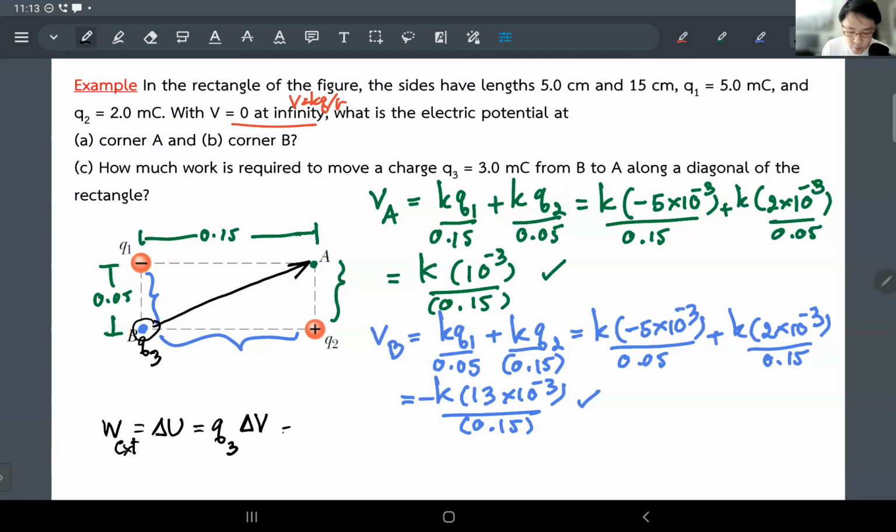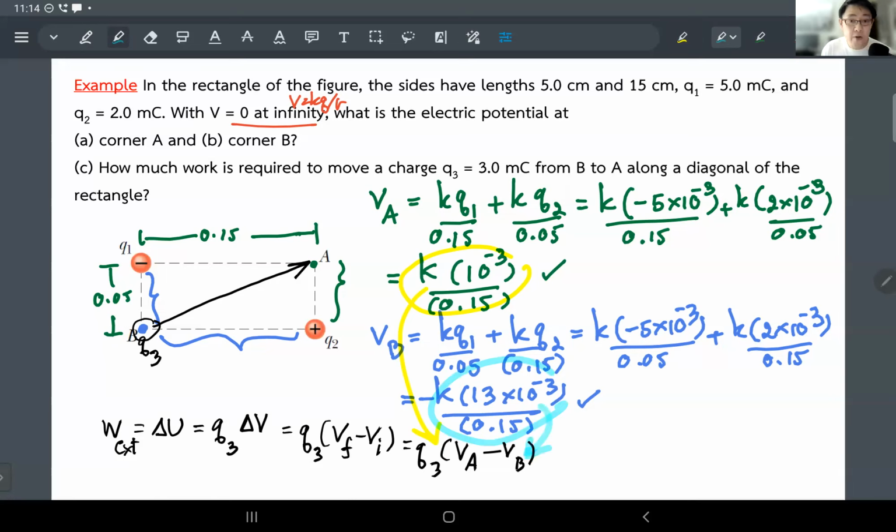And then, because it's a delta, the delta is final minus initial all the time. We agree with that. Now your final is at A, you have to put VA there. Initial is at B, you have to put VB later. Because now you already calculated the numbers for each one of them, all you need to do is take the VA, plug it in here, take the VB, plug it in there. But now you can see from the results that VA is positive.